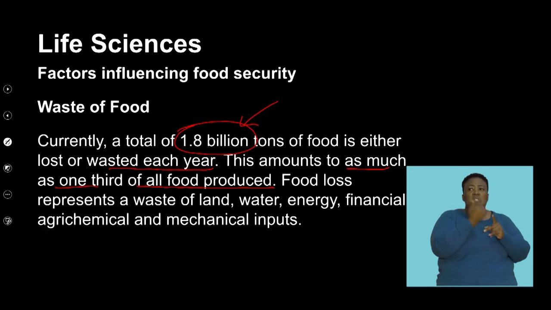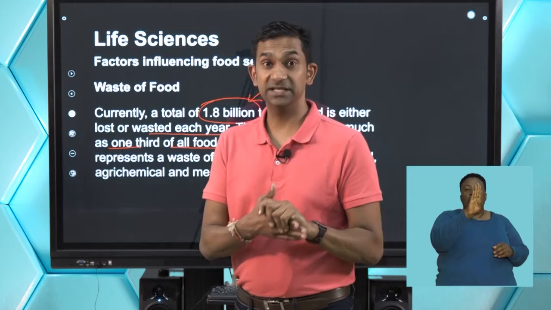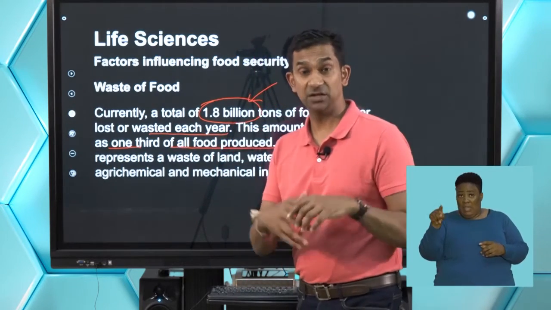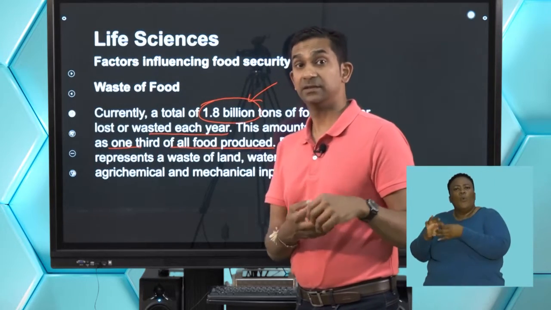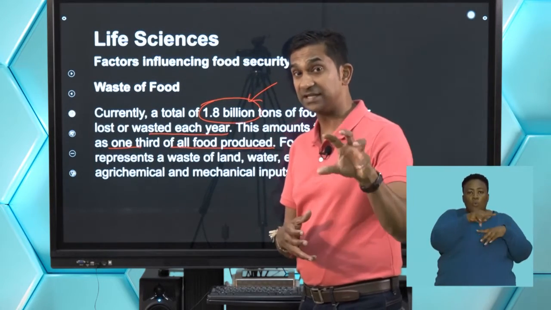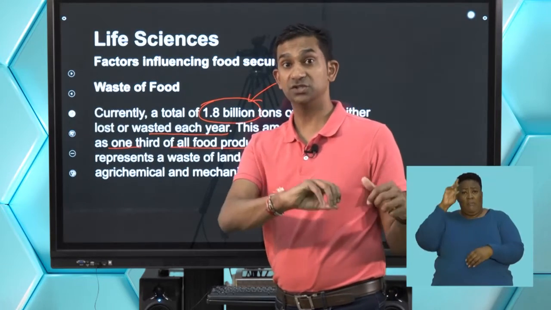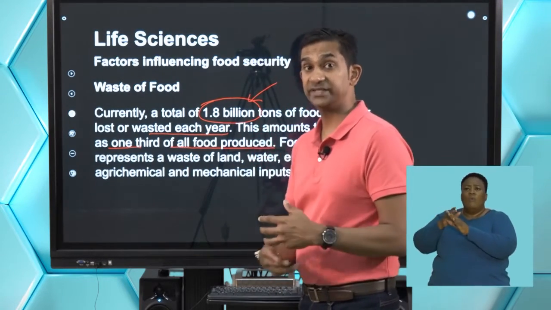So it means that if we're consuming 9 billion tons, 3 billion tons of that is actually being wasted in the production. It's wasted on your table. It's wasted in the transportation of food. And that's a significant amount of food that's wasted. Remember that some of the food also is not consumed by the sell-by date. And so that's also wasted.